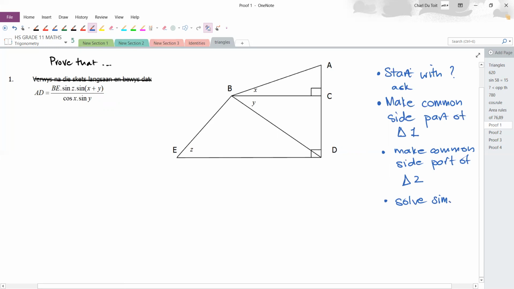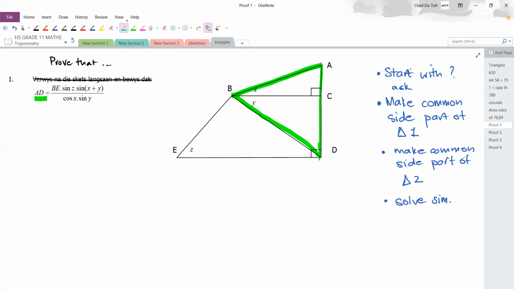So the question is, prove that AD equals BE times sin z times sin(x plus y) over cos x sin y. AD is this side here. That side can only be in this triangle. The common side is the side that occurs in both triangles, so it will be this BD side. BD occurs in both triangles, and that's the important side.